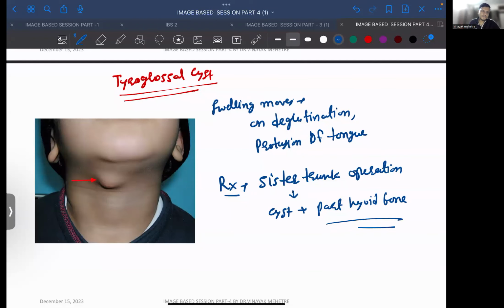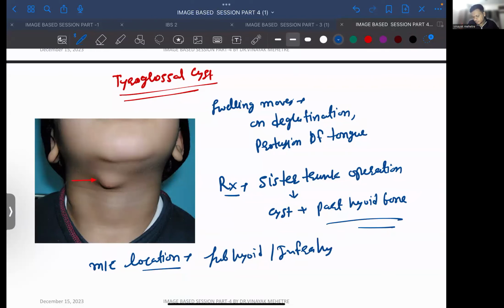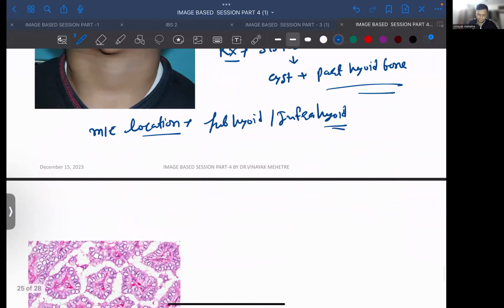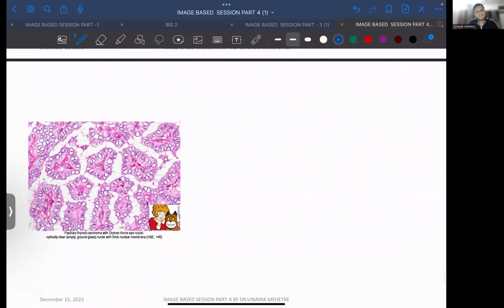Most common location of thyroglossal cyst. Anyone? Most common location of thyroglossal cyst is subhyoid, which we will also call infrahyoid, correct. Yes, okay. This is thyroglossal cyst. This has been asked. One or two slides are left, we will finish the class.